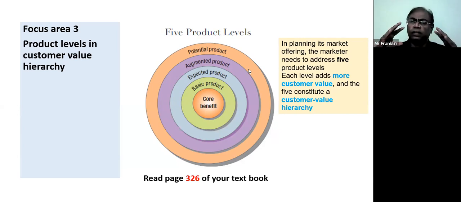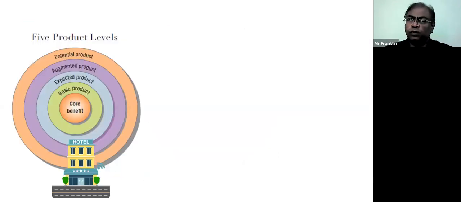Now, there are 5 basic product levels. This is on page 326 of your textbook. I will briefly cover the whole thing, but I want you to go back and read it after today, so at least you remember what I said. Right. Now, let's look at each of the 5. Let's say, for example, we talk about a hotel. Is a hotel a service or a product?